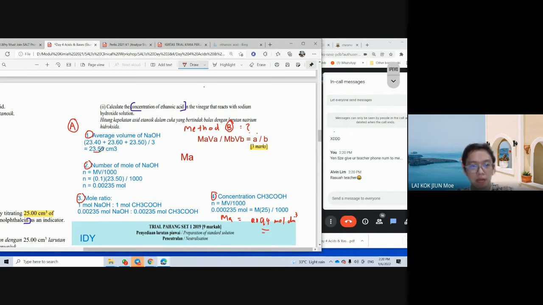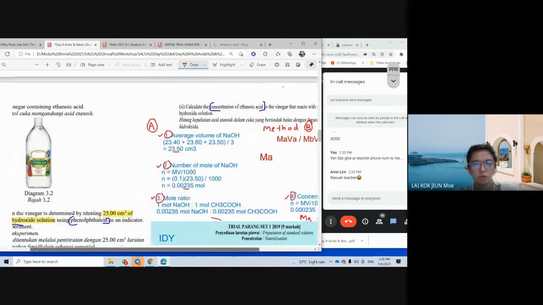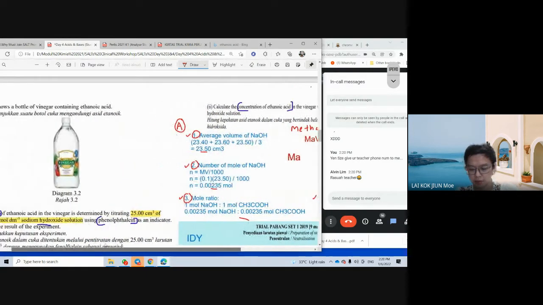Because you have step 1, step 2 here, comparison step 3, and the last one here. It's quite traditional, but even though you make a mistake at step 3, you still get steps 1 and 2. But MAVA over MBVB equal to a over b is quite good also for the teacher. I would prefer method B.